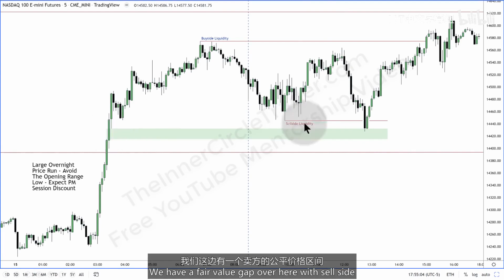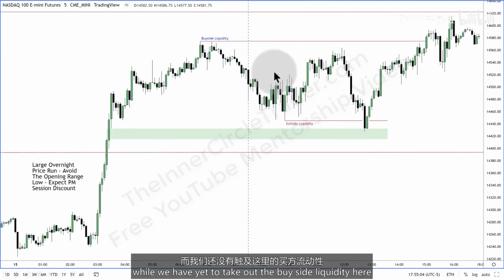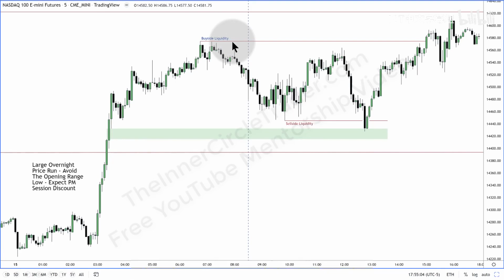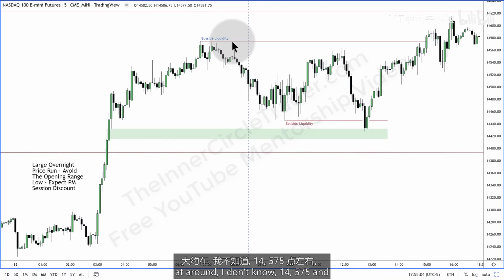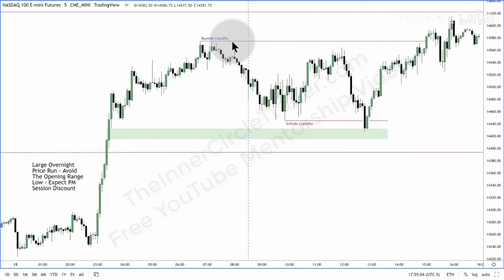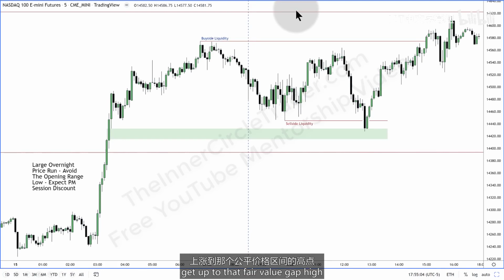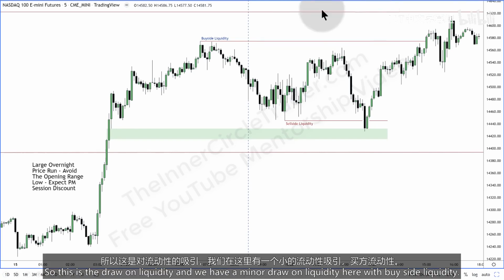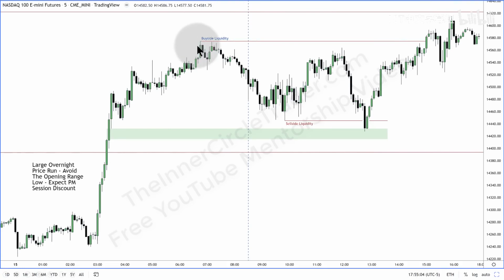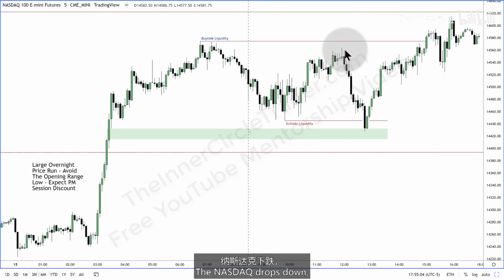We have a fair value gap over here with sell side. While we have yet to take out the buy side liquidity here at around 14,575, and then get up to that fair value gap high, or the boundary of it, kind of like the resistance level of it. So this is the draw on liquidity, and we have a minor draw on liquidity here with buy side liquidity. Look what we have in terms of price action. The NASDAQ drops down, taking out the sell side, digging into that fair value gap.